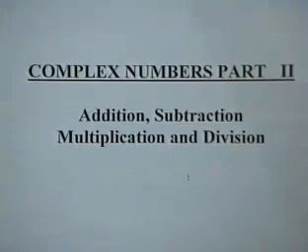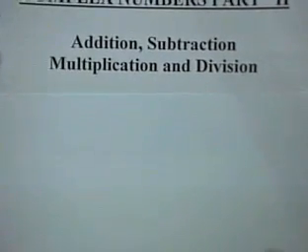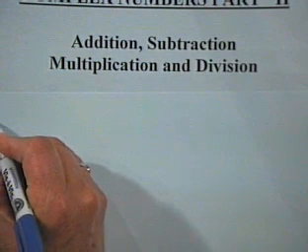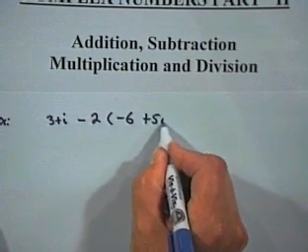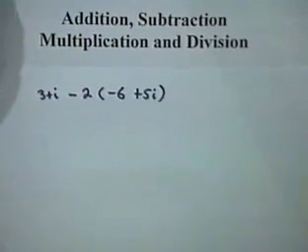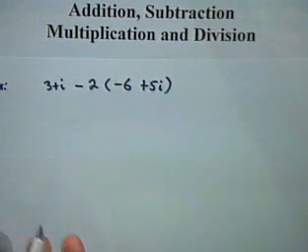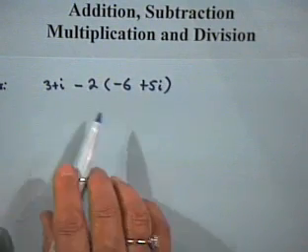Now we're going to be working with addition and subtraction of complex numbers, in fact with all the operations, but first we'll do addition and subtraction. Luckily we don't have to know anything new for these operations. For example, if we subtract minus 2 times the number minus 6 plus 5i, we have the same kind of situation as with numbers that we've worked with before.